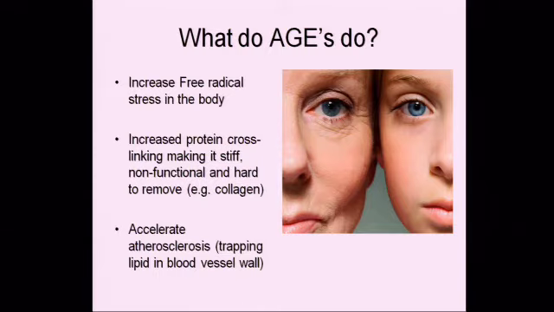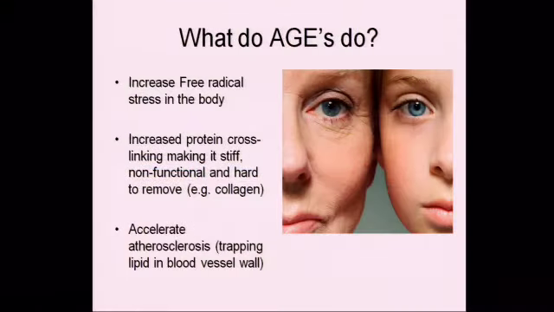If you've got a little baby's skin, it's nice and supple. It always springs back to where it should. Unfortunately, as we get older, mine too, I'm a surfer, it tends to cross-link, making it stiff, non-functional and hard to remove. So this is what happens in things like collagen. I just love this picture. I think obviously these two are closely related, but you can see the difference in skin.